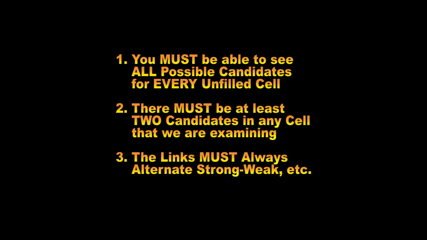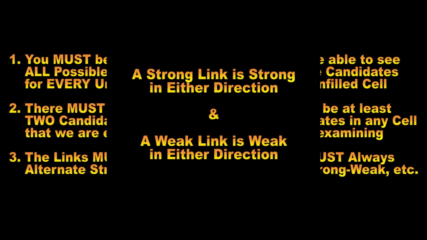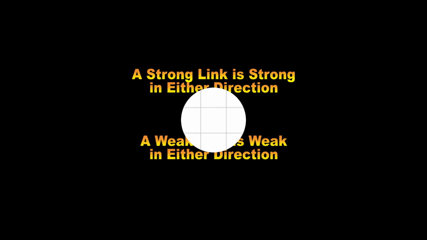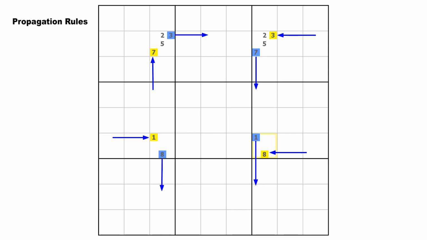Great. Now, in each and every one of the following examples, it makes no difference which link we perceive as entering the cell and which link we perceive as leaving the cell. A strong link is strong in either direction, and a weak link is weak in either direction. So it makes absolutely no difference which direction you go when we are analyzing these cells and these links, okay? All right, so here are the 7 ways.